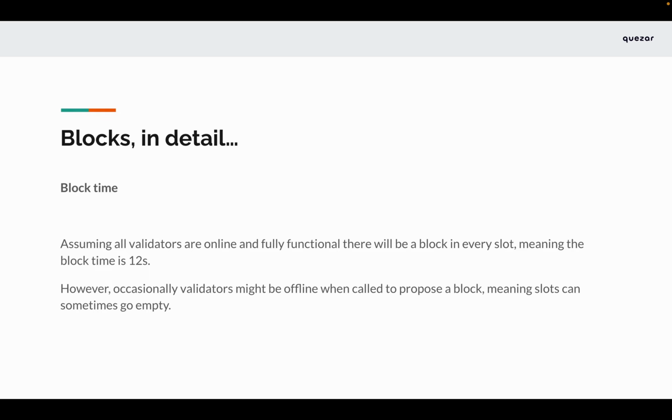But sometimes the validators are not there, they are offline when called to propose a block because of network issues or some other kind of issues. So slots can also go empty. So in conclusion, we might not have a block in every 12 seconds on Ethereum.